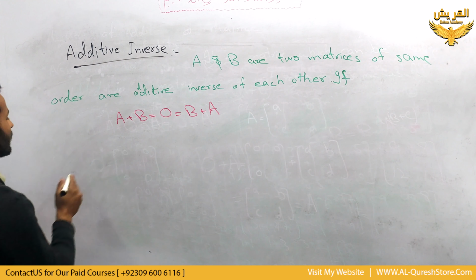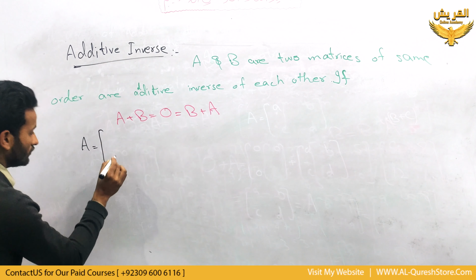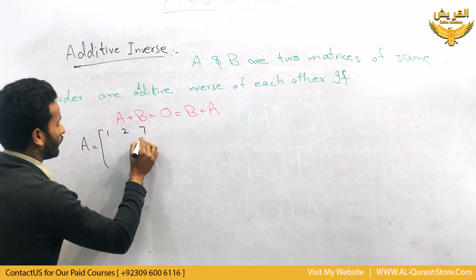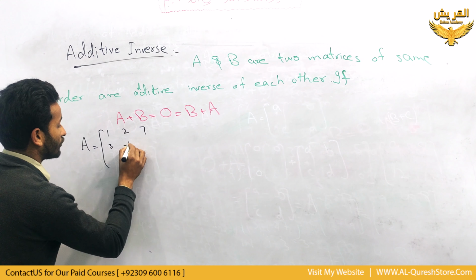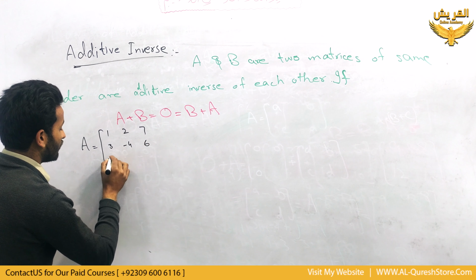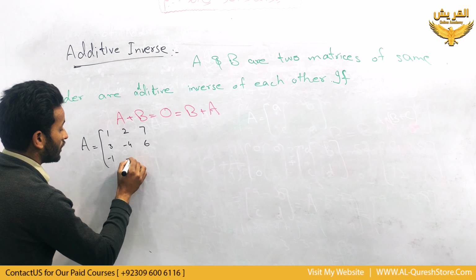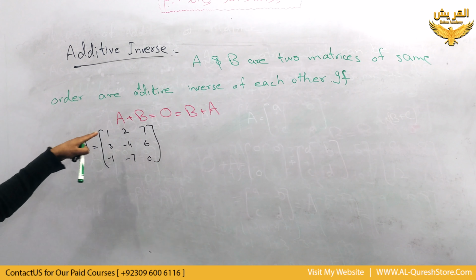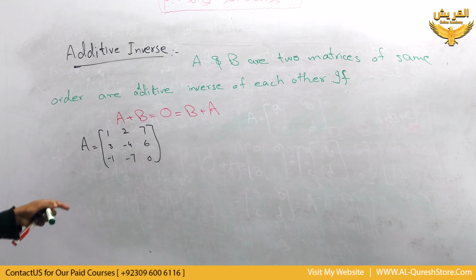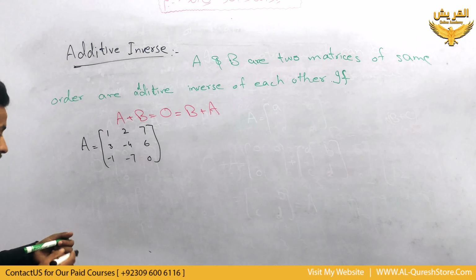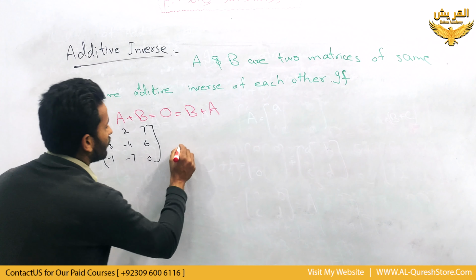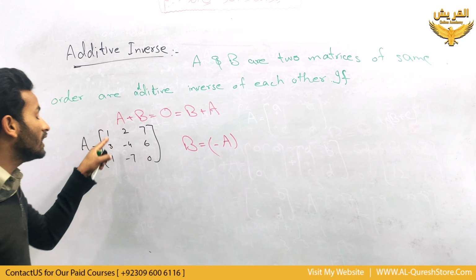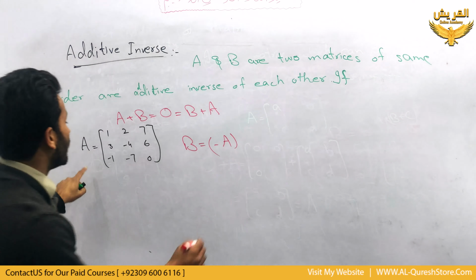If A is a matrix 1, 2, 7, 3, minus 4, 6, minus 1, minus 7, 0, the negative of A is the additive inverse of matrix A. So B is equal to minus A, which is the additive inverse of A.